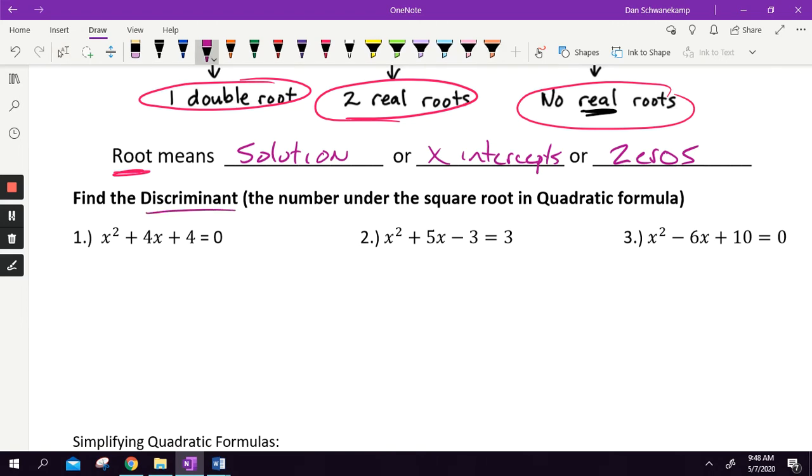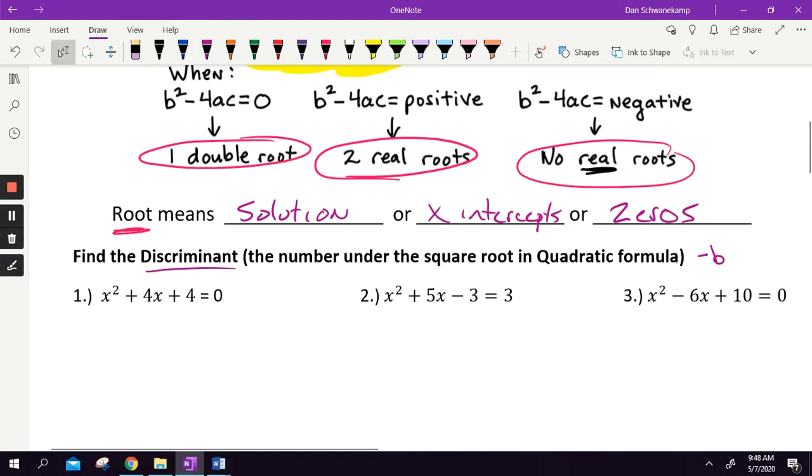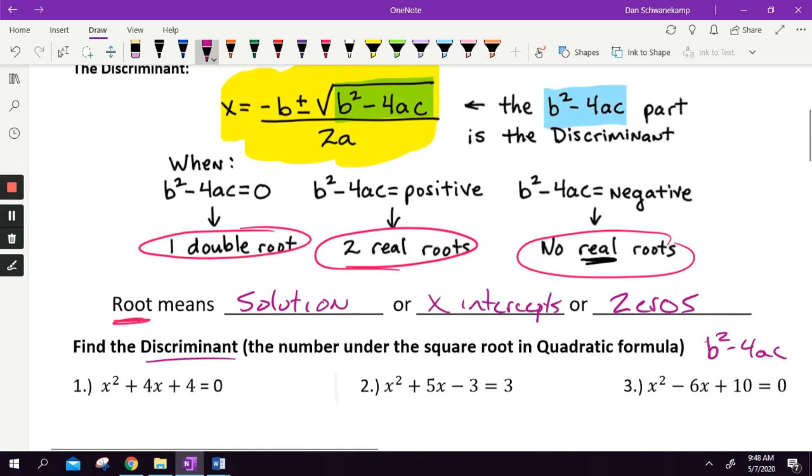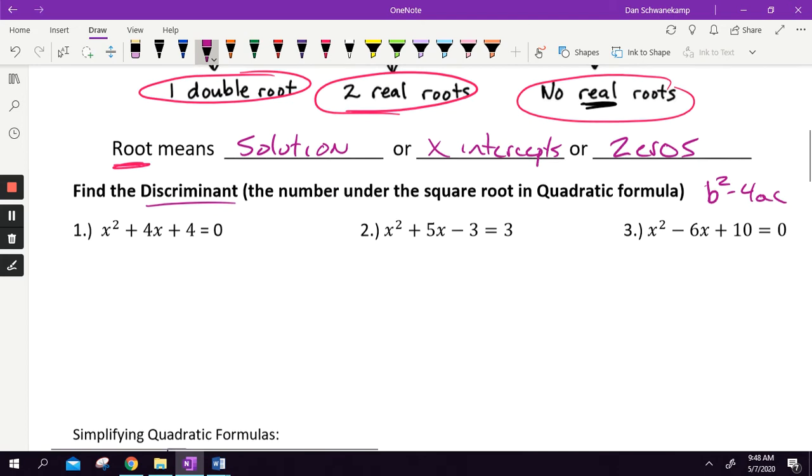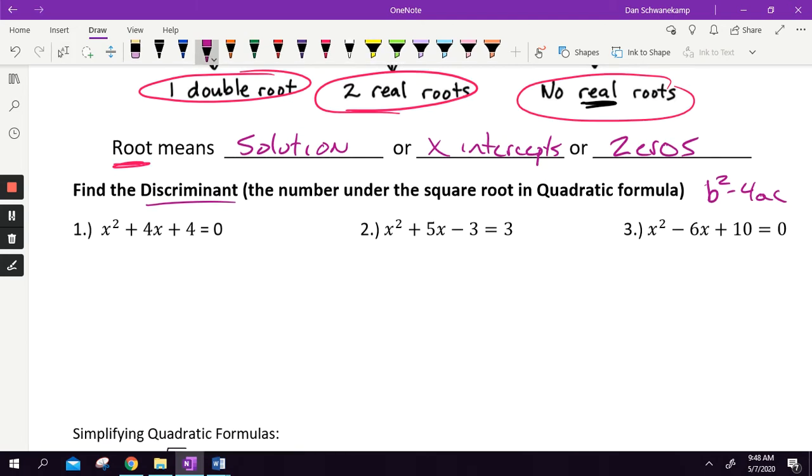So we're going to find the discriminant, the number underneath the square root in quadratic formula. That is b squared minus 4ac. That's this guy. So remember what that is. In this problem, my a is 1, my b is 4, my c is 4.